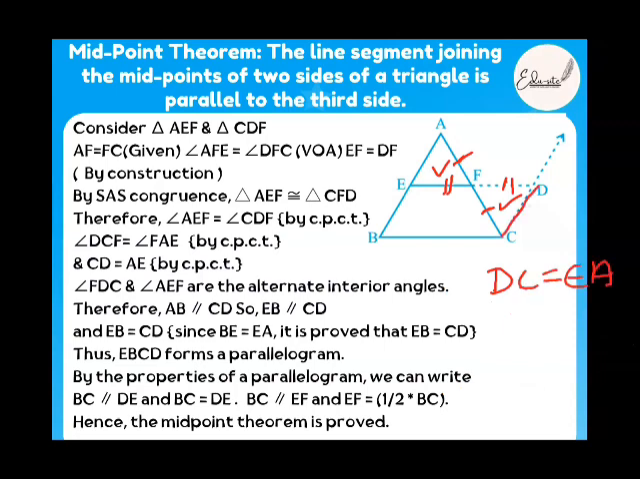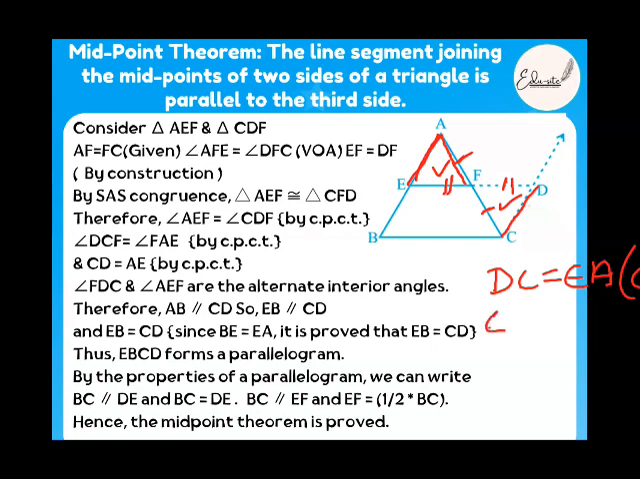ये और ये भी equal हो जाएगा, क्यों? क्योंकि CPCT, right? Yes, CPCT. What else comes into picture, Laiba, now? AE angle A is equal to angle C आ जाएगा क्या? Yes. Why is it so? Because it is also the CPCT ruling, right?